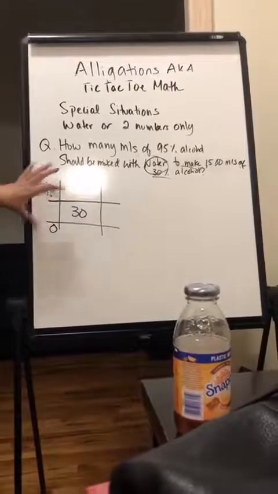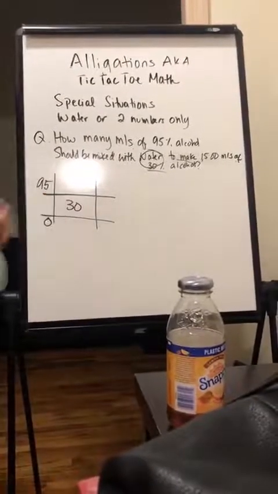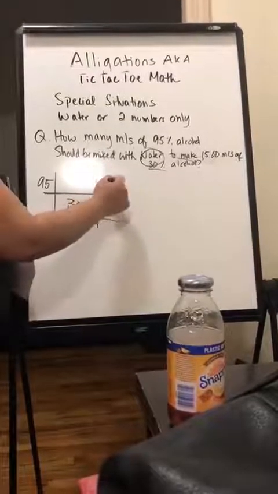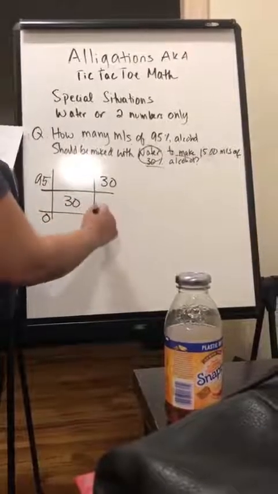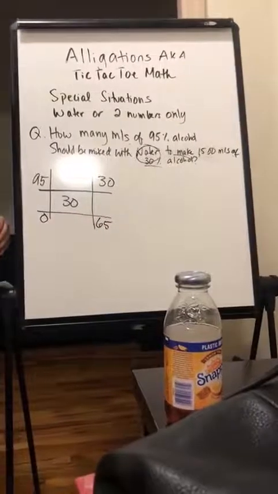Now that we have our numbers, we're going to move on to our next step, which is subtracting diagonally. So 0 minus 30 is 30. 95 minus 30 is 65. Thanks, Mad. She thought I didn't know.